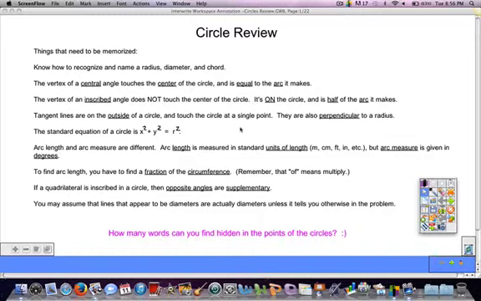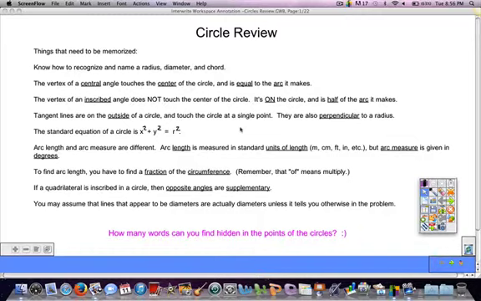If a quadrilateral is inscribed in a circle, so inscribed means drawn inside, so if a quadrilateral is drawn inside a circle, then opposite angles are supplementary. So they add up to 180. And you may assume in this review that lines that appear to be diameters really are diameters, unless it tells you otherwise in the problem.